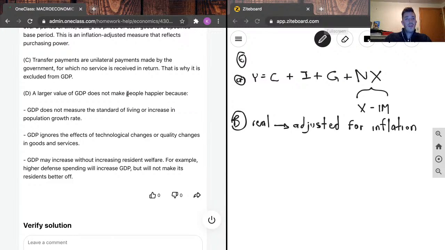A larger value of GDP does not make people happier because 1. GDP does not measure the standard of living or increase in population growth rate. 2. GDP ignores the effects of technological changes or quality changes in goods and services. And 3. GDP may increase without increasing resident welfare. For example, higher defense spending will increase GDP, but will not make its residents better off.